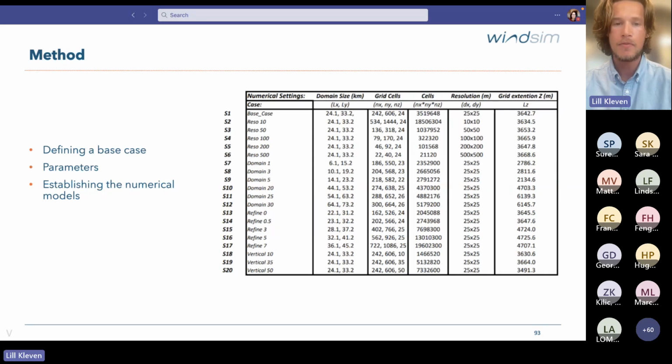Next was the domain buffer size. So that's from the refinement area and out to the border of the domain. And that ranged from 1 kilometer and up to 30 kilometers. The next was the refinement area. So here I had zero refinement buffer. That means the refinement area was only covering the area where the turbines were placed. And then it increased up to a maximum of 7 kilometers of refinement buffer. So that's quite a large refinement area.